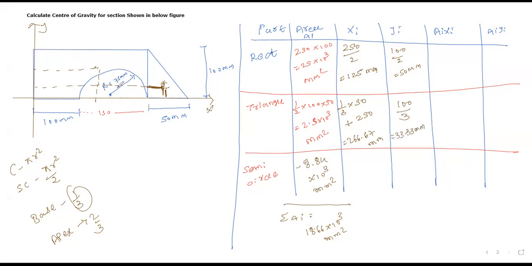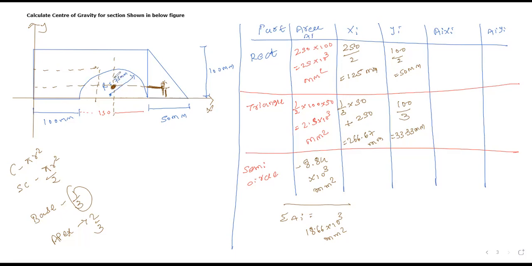For a semicircle, just tell me, is this semicircle symmetrical about the y-axis, yes or no? Give me a fast reply. And we have already discussed that if your semicircle is symmetrical about the y-axis, you need to calculate the center of gravity in the y direction only. You will get the center of gravity in the x direction from your radius. So suppose this is the center of gravity.